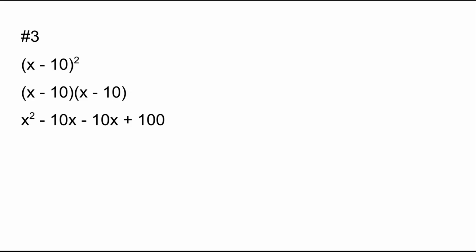Number 3, (x - 10) squared. We're going to rewrite this the long way. Don't even bother writing it the other way, to save yourself time. (x - 10) times (x - 10): x times x, x times negative 10, negative 10 times x, negative 10 times negative 10. Write down your answers. Then combine your like terms. Negative 10x plus negative 10x is negative 20x. So we started with a squared binomial and we ended with a perfect square trinomial.